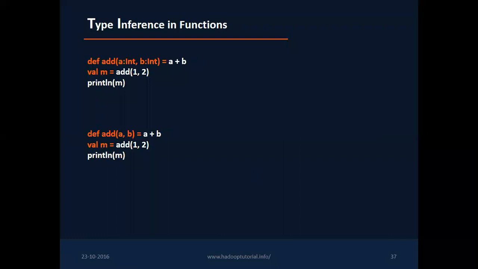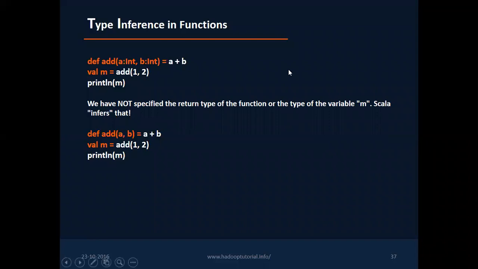And for the function return type, even if you don't specify it, based on the last statement, Scala identifies the return type. If you observe here, def add(a: Int, b: Int) = a + b, and val m = add(1, 2), and println of m prints 3. This works, and we have not specified the return type of the function or the type of the variable m. Even for variable m, we didn't specify the type, but Scala infers that.